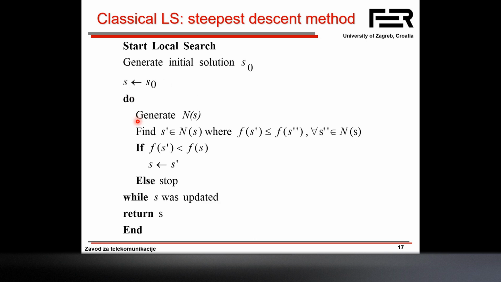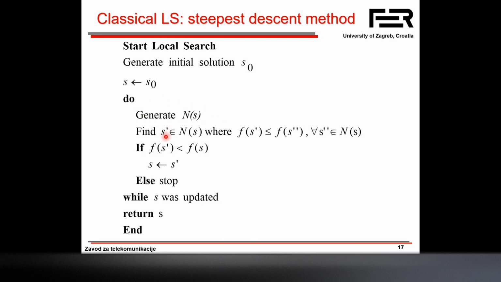First of all, we have to specify what we mean by neighborhood. What is this move? If it's a binary vector, is it a 1-bit flip? Is it a 2-bit flip? If it's a permutation, is it some kind of a swap, or so on? So we specify what we mean by neighborhood, and we generate that neighborhood.